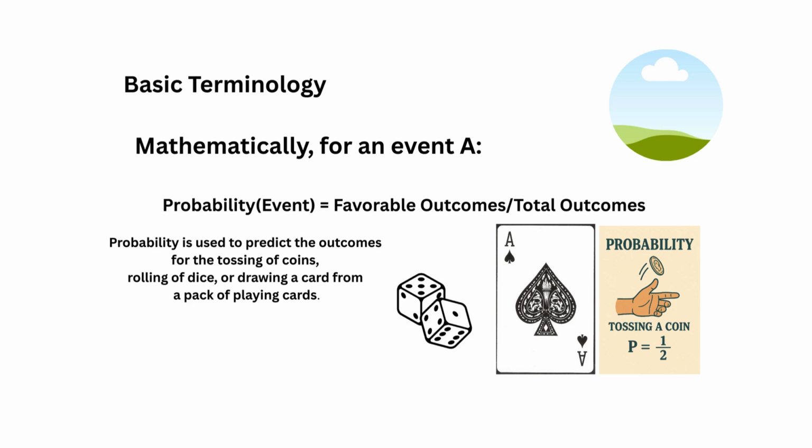Now we will go into the formula of probability. The probability of an event is calculated by dividing the number of favorable outcomes by the total number of possible outcomes. Probability is used to predict the outcomes for the tossing of coins, rolling of dice, or drawing a card from a pack of playing cards.